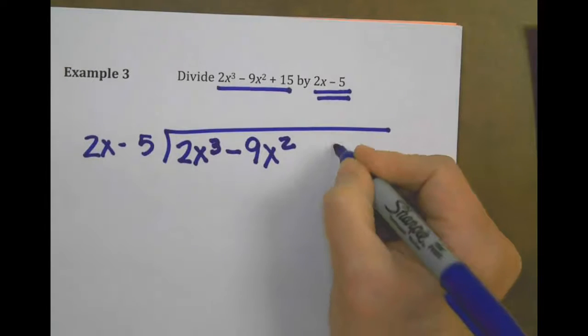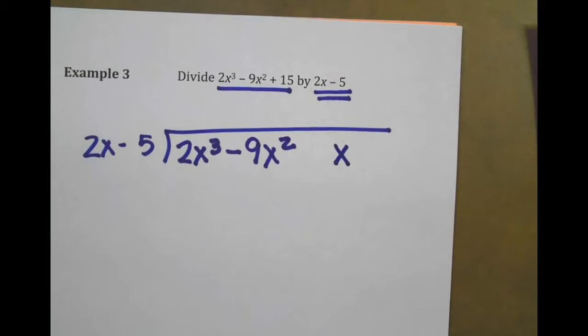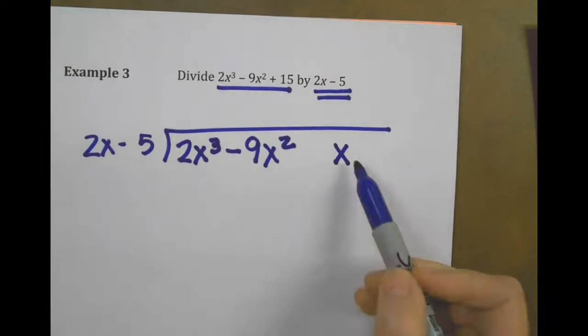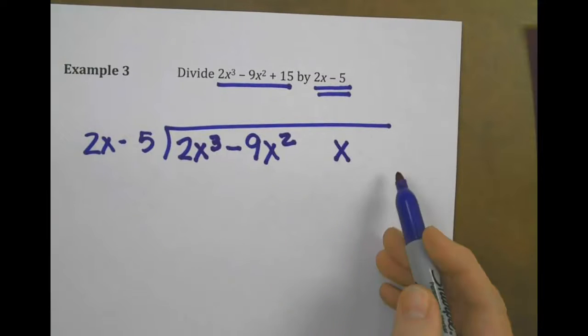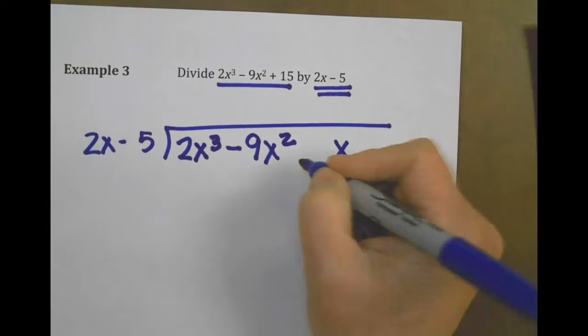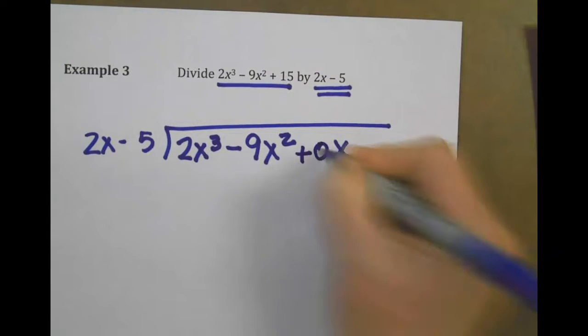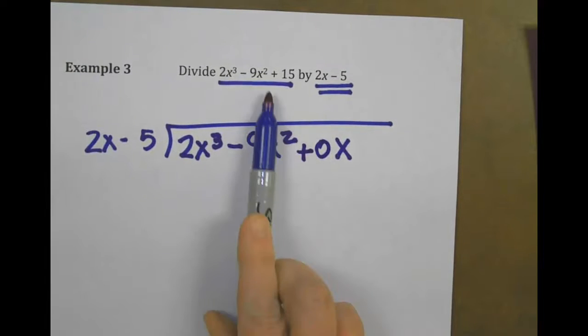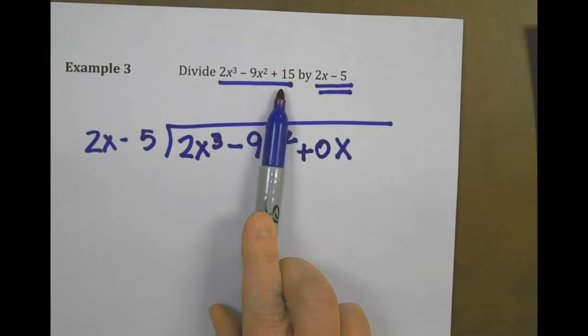You must have an x term. But this doesn't have an x term. So I have to have an x term down here to keep all the columns lined up correctly. And so I have to put in a 0x as a placeholder because this polynomial does not have an x.